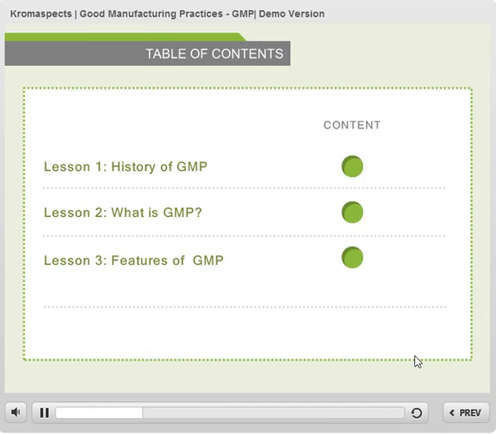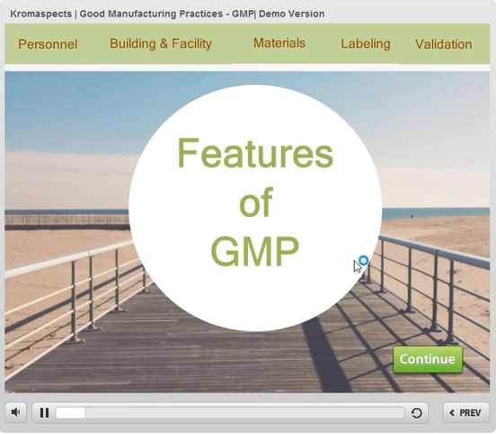Please select the lessons to continue. GMP has many distinguished characteristics which ease the product manufacturing life cycle. Click on the tabs at the top and explore the different features of GMP.